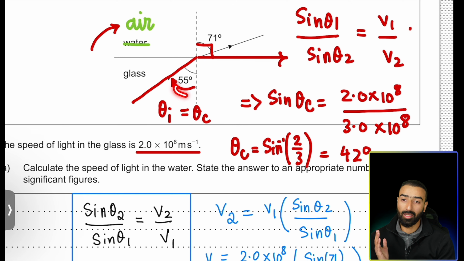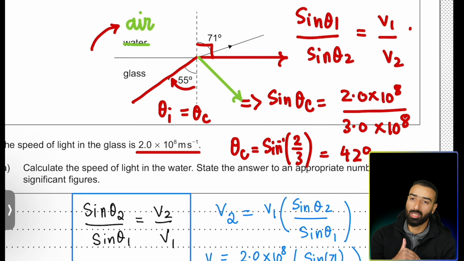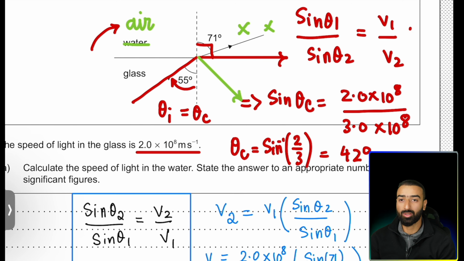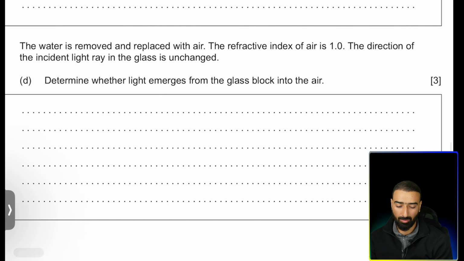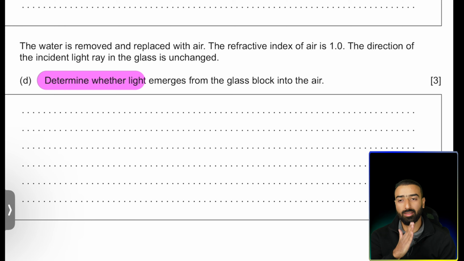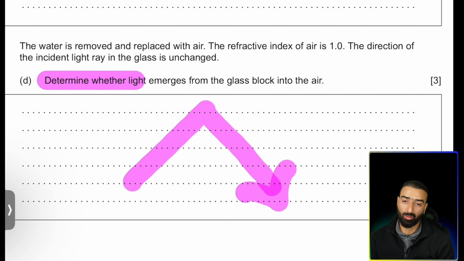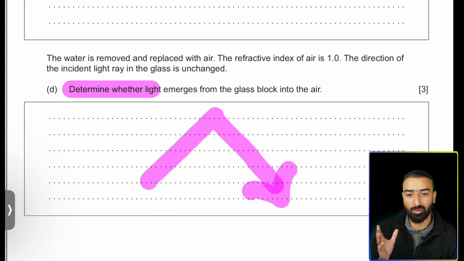Since our incident angle is greater than the critical angle, we will have total internal reflection, meaning the incident ray is going to bend back into the same medium. There's not going to be any emergent ray, and that solves this part of the problem. So we figured out that no, the light is not going to emerge into the air. That's because the incident angle is greater than the critical angle, and the beam is just going to go back into the same medium. Alright, that completes this question.